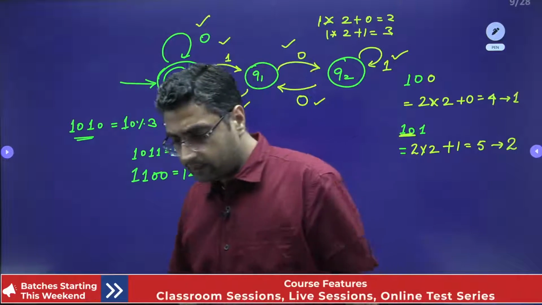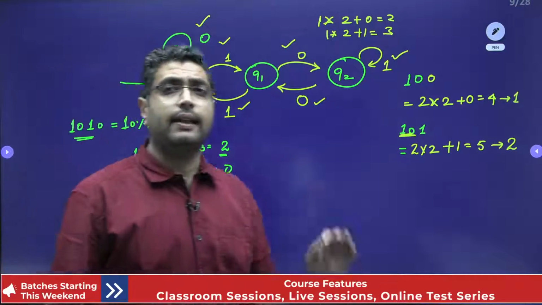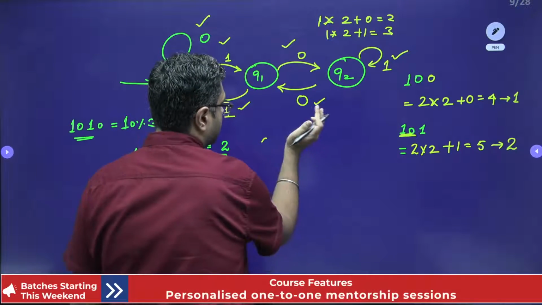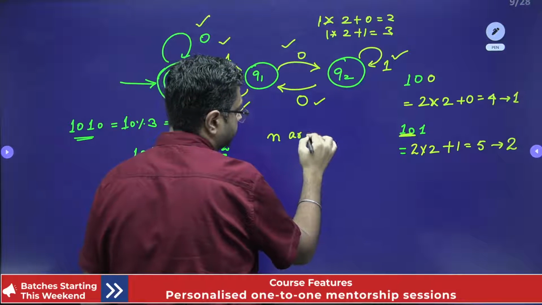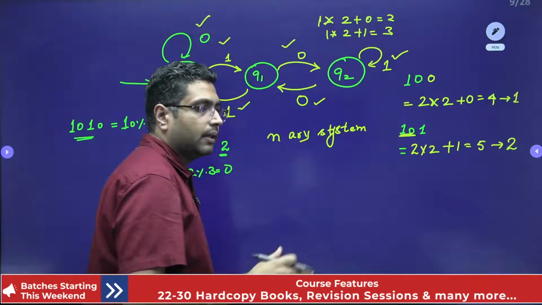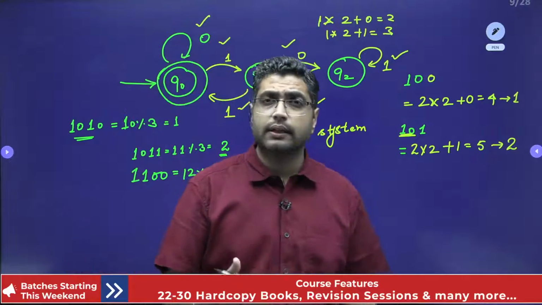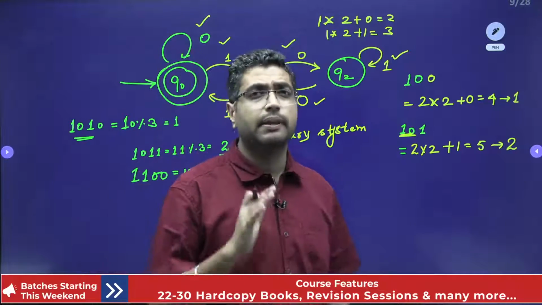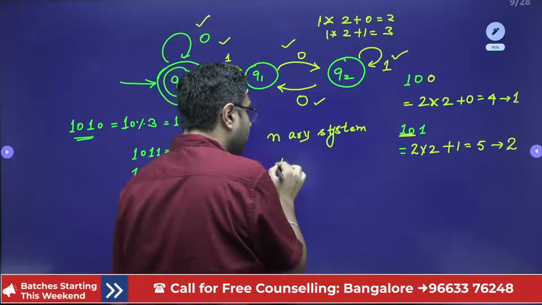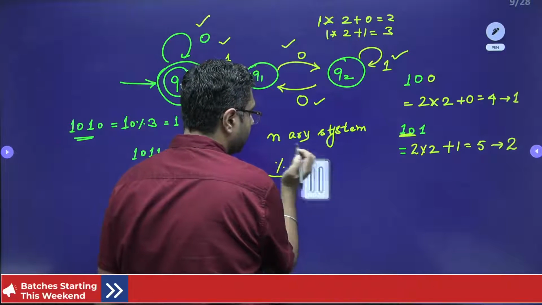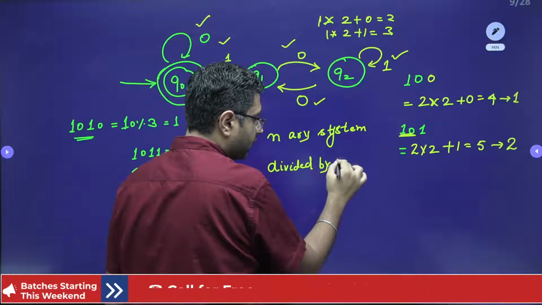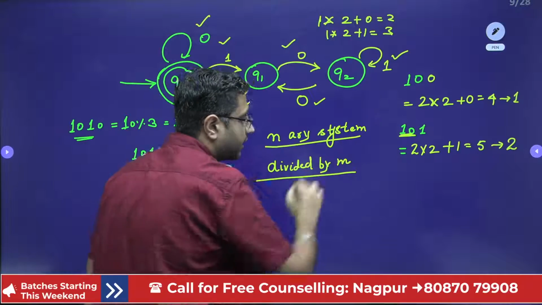The short trick is very simple. When you are interpreting a number in any n-ary number system, in general, the questions will have an n-ary system. Either the system can be binary, unary, ternary, quaternary, octal, hexadecimal, anything can be there. So the number system will be n-ary, and then you are going to divide the number by some m. So this is the generic case.